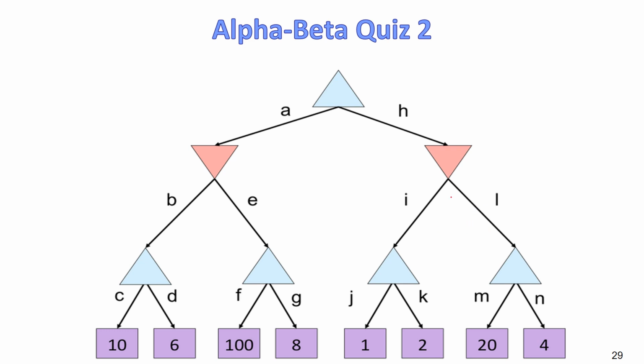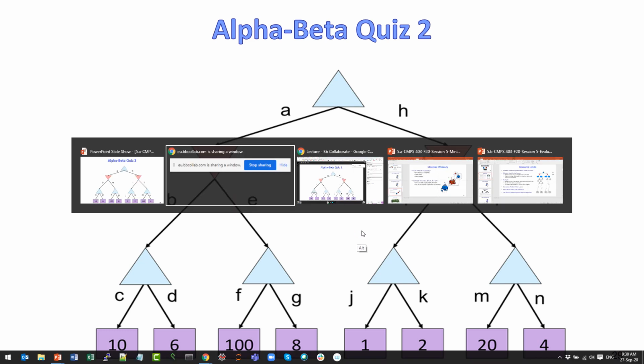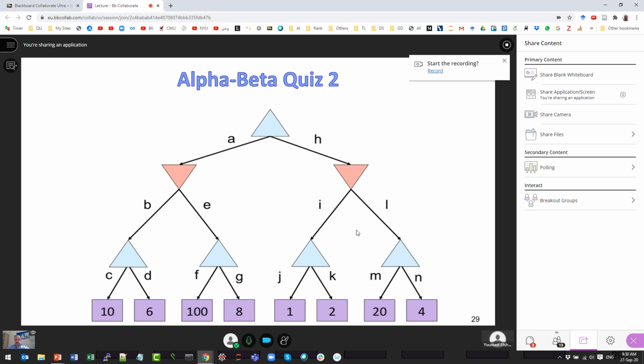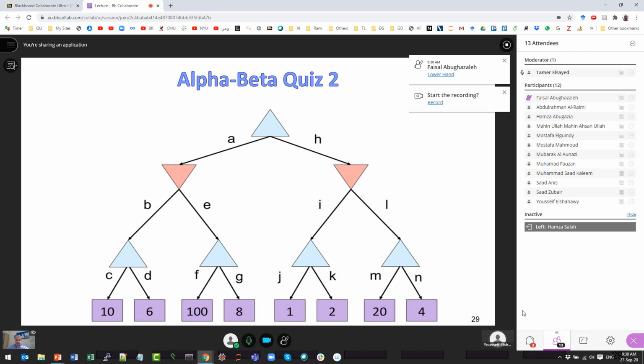Okay, now we will switch to the second example. I will give you 1 minute to think about this. Again, 2 questions. What is the value of the game? And second, what should we prune? Raise your hand, please, if you have the answer. Give you some more time. Okay, Faisal.